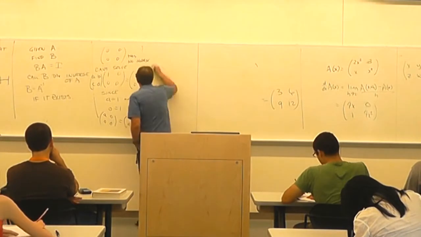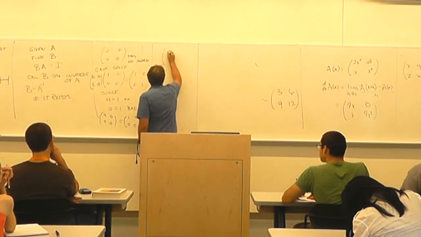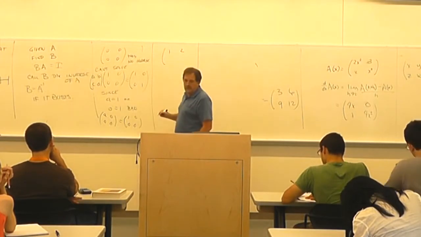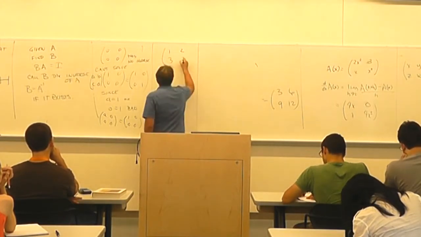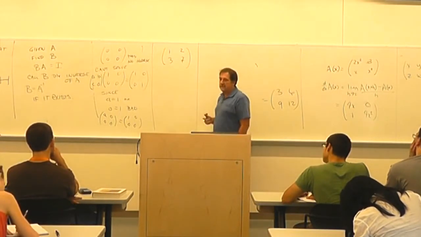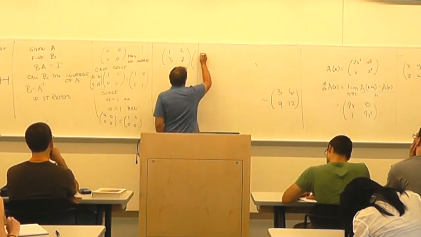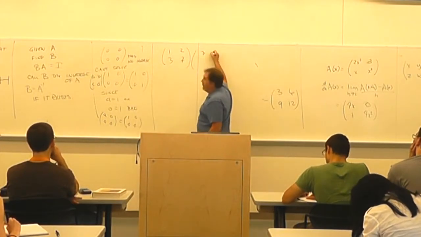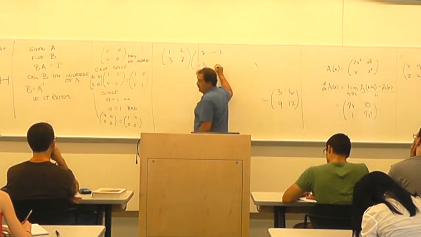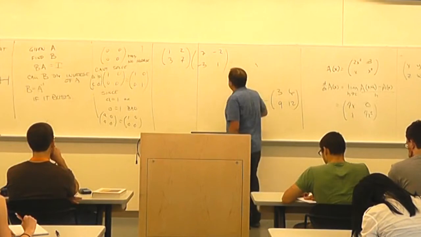Maybe not. But if I take a matrix like, I don't know, 1, 2, 3, 7, then, since I already did this, if I take that and I multiply it by 7, negative 2, negative 3, 1, then this will be the identity.